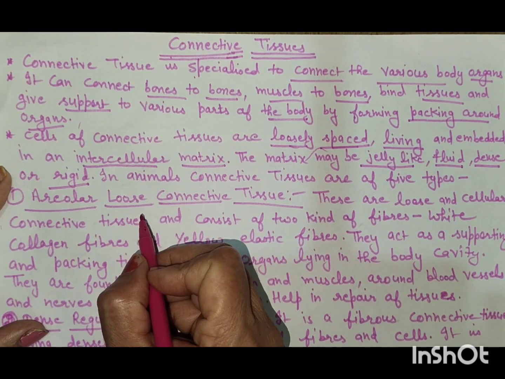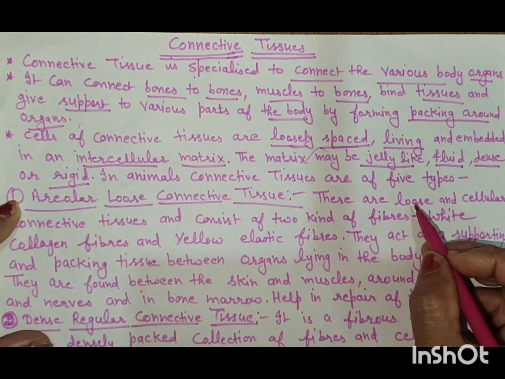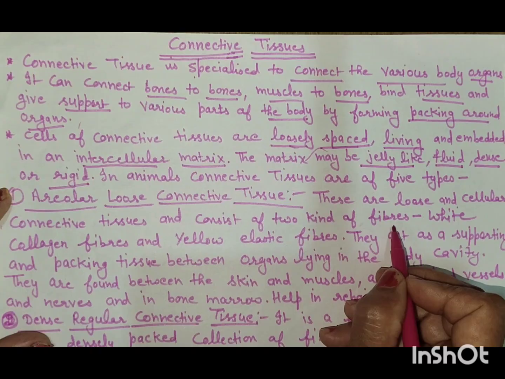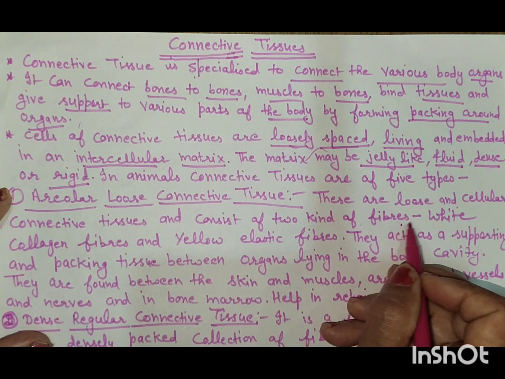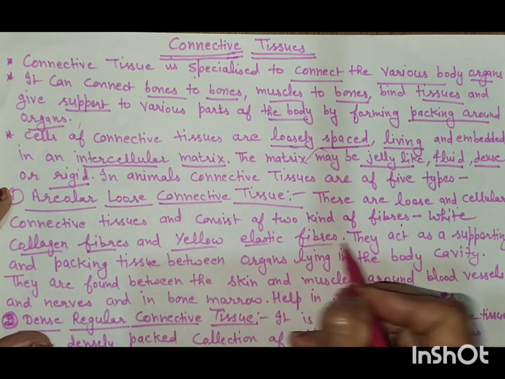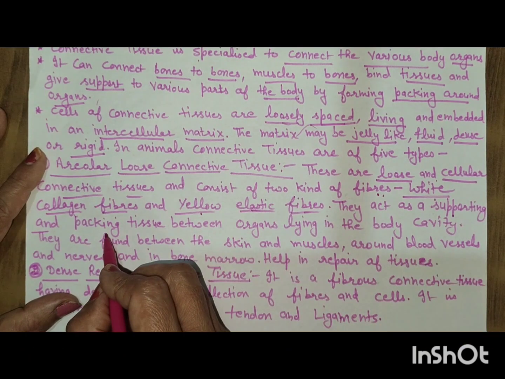They have loose cells, and air space is present between them. These are the loose and cellular connective tissue, and consist of two kinds of fibers: white collagen fibers and yellow elastic fibers. They act as a supporting and packing tissue.